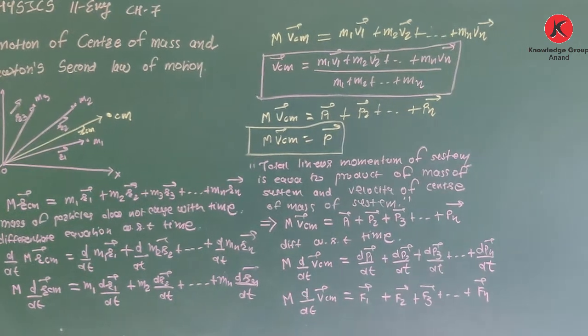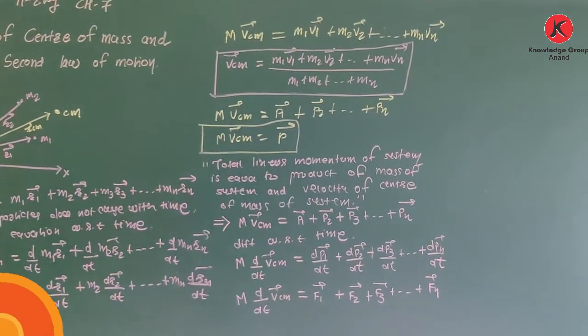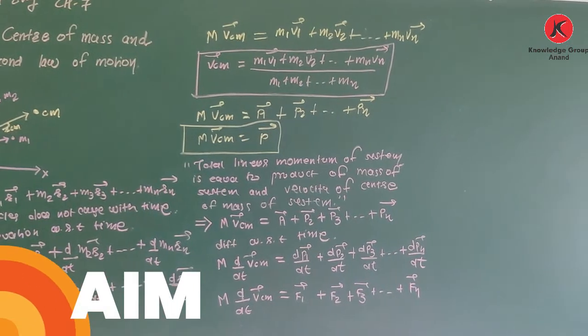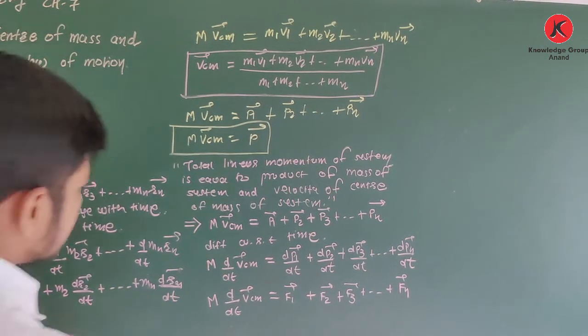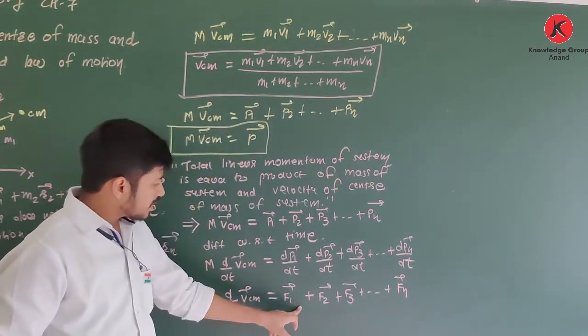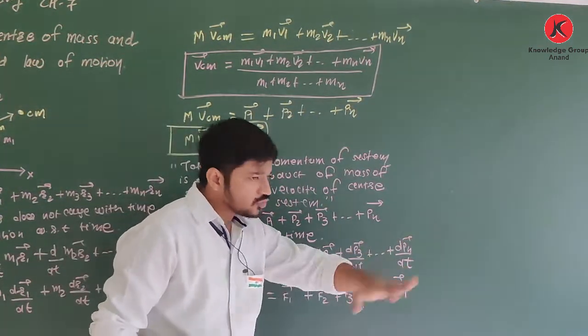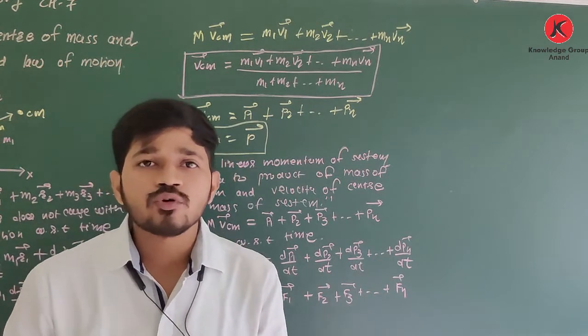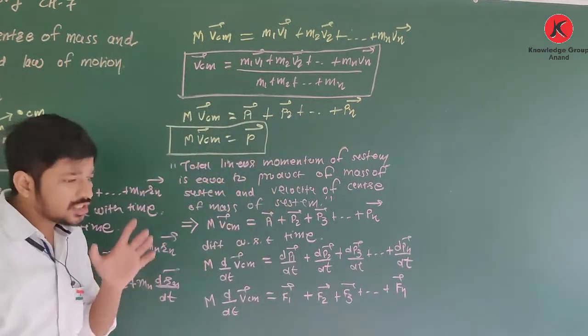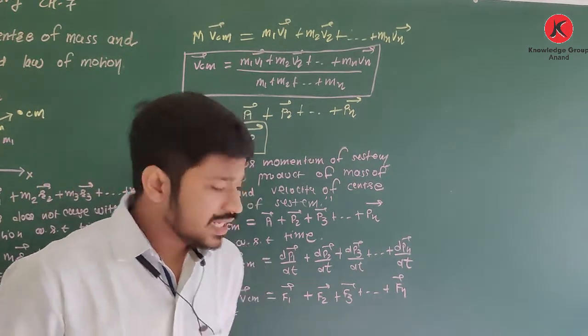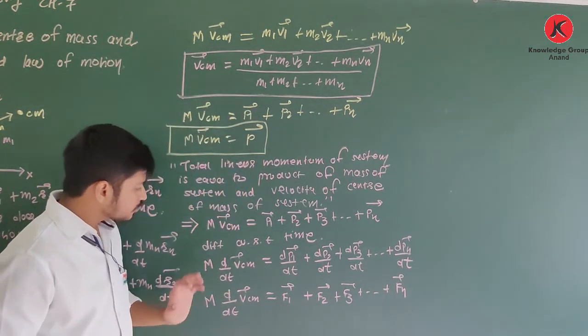Now F1 is the force acting on the first particle, F2 is the force acting on the second particle, F3 on the third, and so on. So we can say F1 plus F2 plus F3 and so on is the total force acting on the system. Yes or no? Yes, it is. And d by dt of v center of mass.